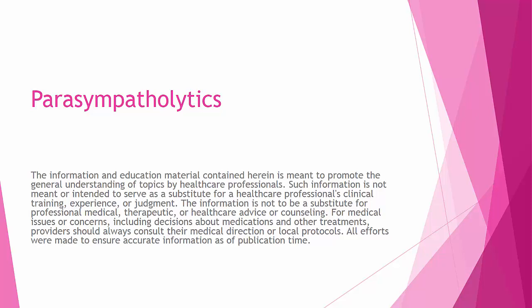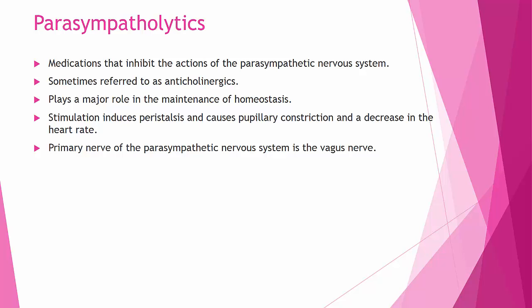So for your parasympatholytic medications, basically this is going to be a medication that's going to inhibit the parasympathetic nervous system. You may see it called an anticholinergic because the parasympathetic system is also called the cholinergic nervous system. So anticholinergics is what we're looking at here, and they're going to play a pretty big role in homeostasis, because you have to have something to bring everything back down. Sympathetic's going to jack everything up, parasympathetic's going to bring it back down. So these are really good when that sympathetic nervous system's kind of getting away from you. All right.